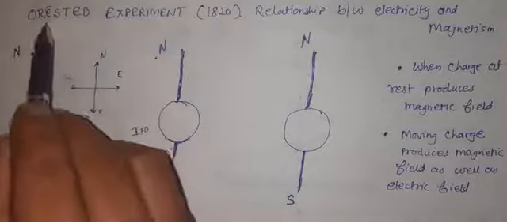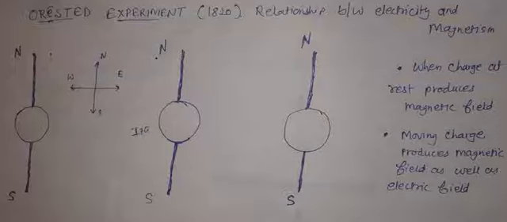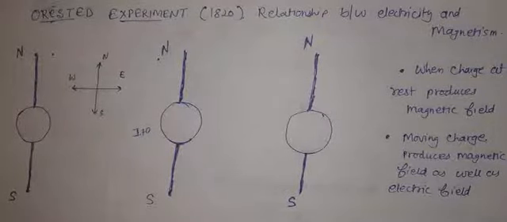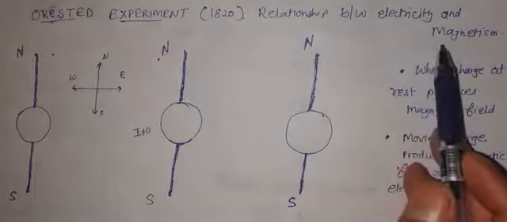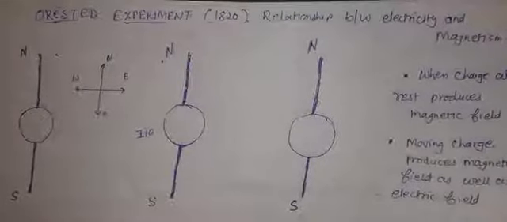So first of all, we are going to learn about Oersted's experiment. Christian Hans Oersted is the scientist who showed this relationship between electricity and magnetism. Otherwise, these were known as separate things, that electricity has no relation with magnetism. What he proved with the experiment is that electricity and magnetism are interrelated. Now, let us check what experiment he performed.